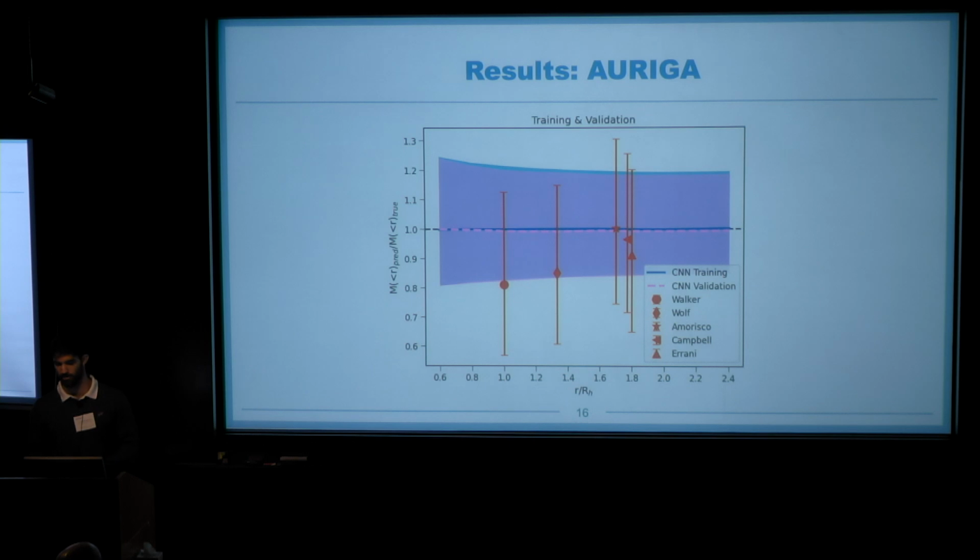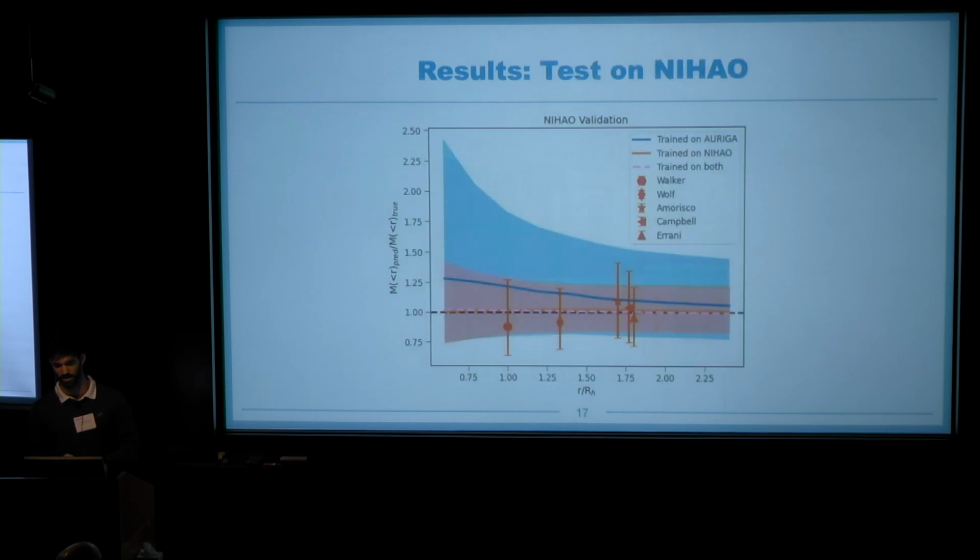And now we're going to the fun part, where we try to cross-test, and everything fails. This is what happens when we train on Auriga and we test on Nihao. That's the blue line. You can see it's very different from what happens when we train on Nihao and test on Nihao, which is in orange.